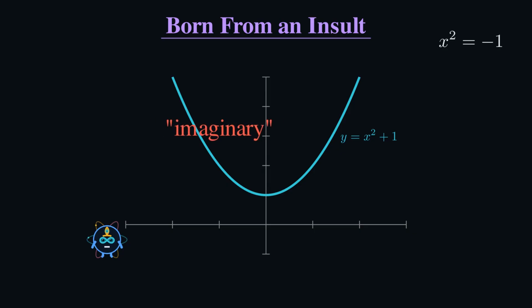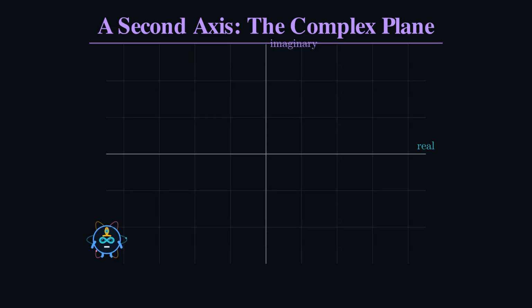When someone finally wrote down a square root of -1, Descartes sneered and called it imaginary. The insult stuck. The idea, it turns out, was real all along. Stand the old number line up across the page. Then add a brand new one straight up, the imaginary axis. Together, the complex plane. A complex number is just a spot on it.